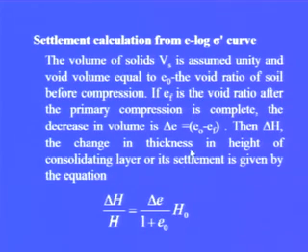Now, here this e0 corresponds to the stress sigma 0 dash, that is the effective overburden pressure at the middle of the consolidating layer, and ef corresponds to the effective stress after the application of the load, that is sigma 0 plus delta sigma, and that delta sigma is determined by the 2:1 method.